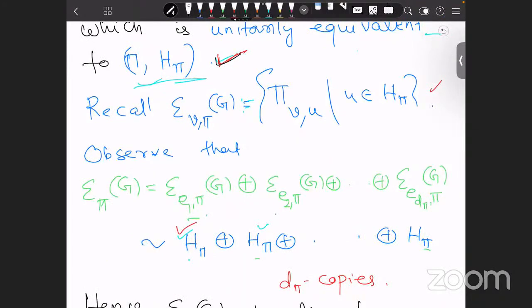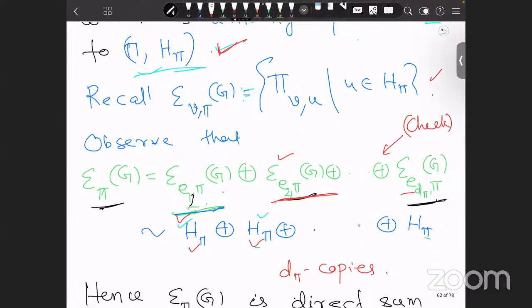Now recall the definition of E(B, π_G). This is the collection of all ⟨π(·)B, u⟩ so that u belongs to it. Observe that E(π_G) is nothing but the direct sum E(B1, π_G) ⊕ E(B2, π_G) ⊕ ... ⊕ E(B_dπ, π_G). You have to check this thing; it will take a little time. Now each copy is equivalent to H_π. So each copy E(B1, π_G) is equivalent to H_π, and E(B2, π_G) is equivalent to H_π.